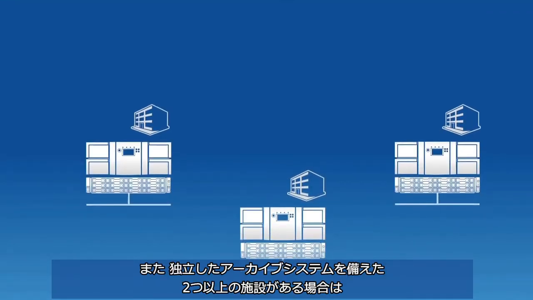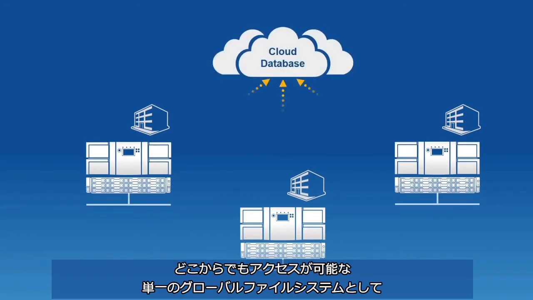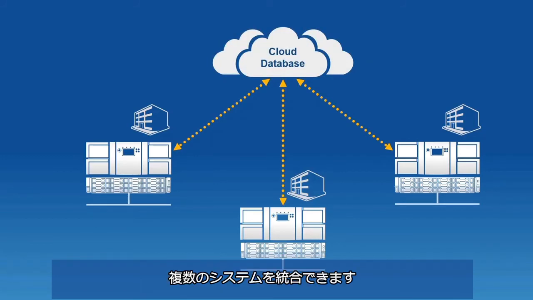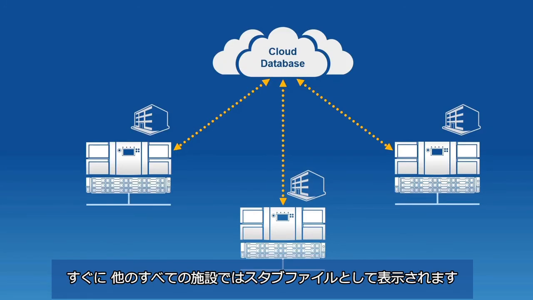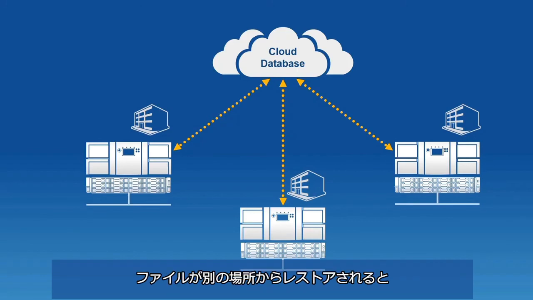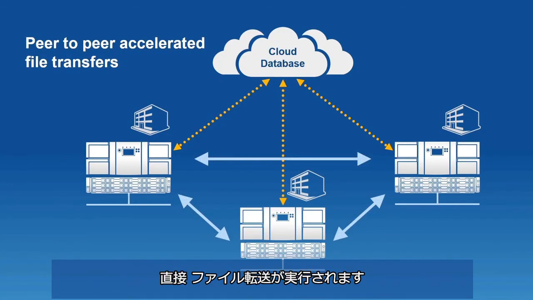And if you have 2 or more facilities at different locations, each with its own archive, you can use XenData Global Sync to integrate them in a single global file system accessible from any location. As soon as a file is written to LTO by one archive system, it appears as a stub file in all other facilities. And when files are restored from another location, they are transferred directly using peer-to-peer multi-threaded HTTPS, which delivers secure, accelerated file transfers.